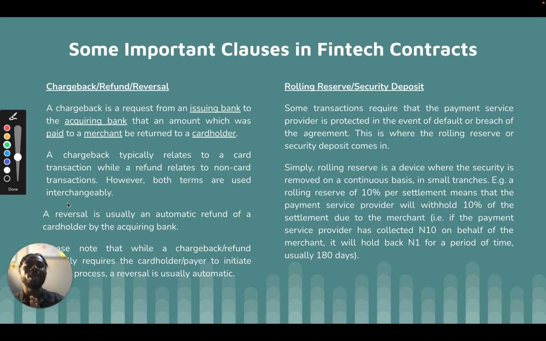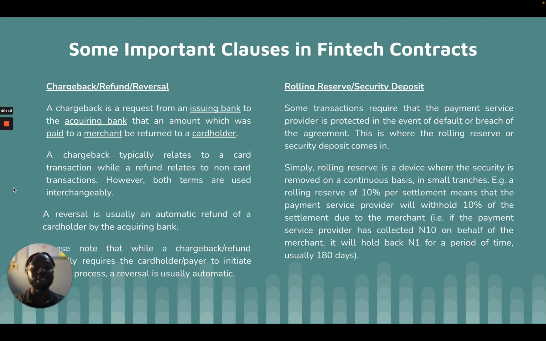Yeah, so that's it. Then we have the rolling reserve and security deposit. These are a little bit more nuanced clauses. They are for transactions that require them, right? So not every transaction requires a rolling reserve clause or security deposit clause or things like that. So you want to know which transaction relates to it, and we're going to just touch upon them now.